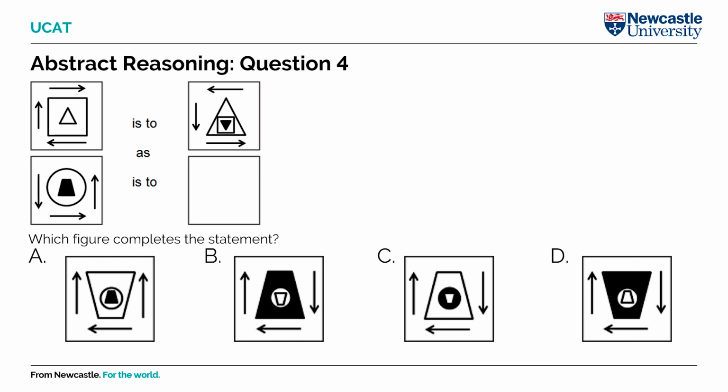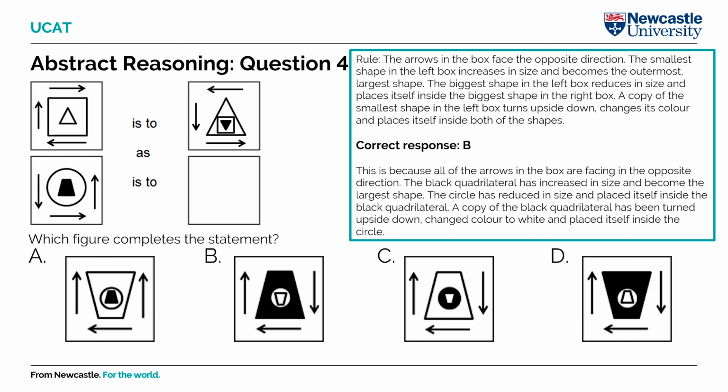Okay, so the answer for question 4 is shape B. And again, I would just start drawing this out if I could. So what has happened from the arrows here to the arrows here is they've gone the other way. So we'd be expecting these arrows to be the opposite on this side here. Then what's happened is this outermost shape and innermost shape have switched positions, and the triangle is now the largest shape and the square is inside that triangle. And then we've got a repetition of that middle shape, and that is upside down and in black.